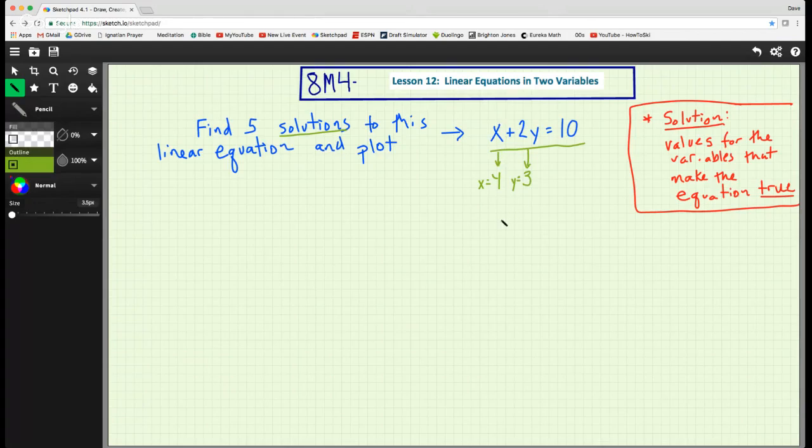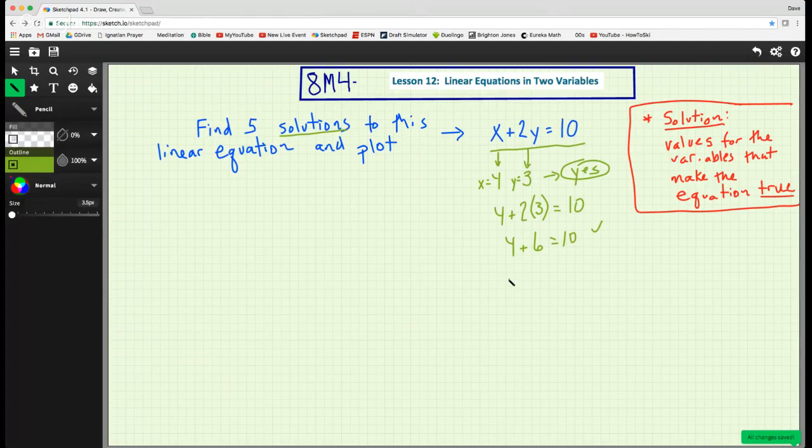So if I have x equals 4, I'd take my x and put a 4 in for x, and I'd take my 3 and put that in for y. And I'm going to see if that's true. Is 4 plus 6 equal 10? Yes. So this is a solution. Yes.